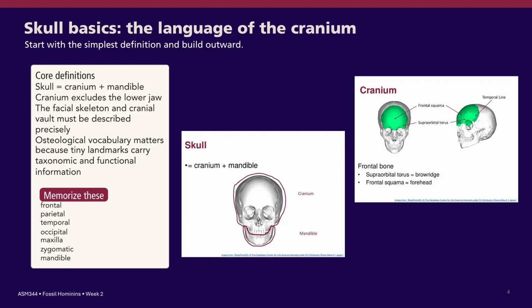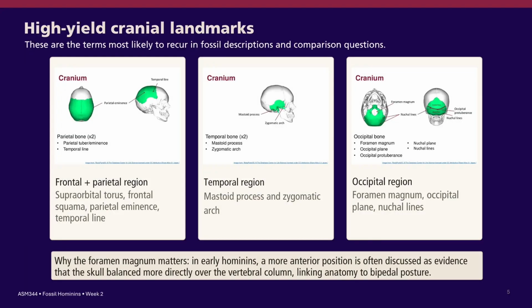Now we go into more depth on the landmarks within those regions. On the frontal bone, you'll need to know the supraorbital torus, also known as the brow ridge, and the frontal squama. On the parietals, know the parietal eminence and the temporal lines. On the temporal bone, know the mastoid process and the zygomatic arch. On the occipital, know the foramen magnum, the occipital plane, the nuchal plane, the occipital protuberance, and the nuchal lines.